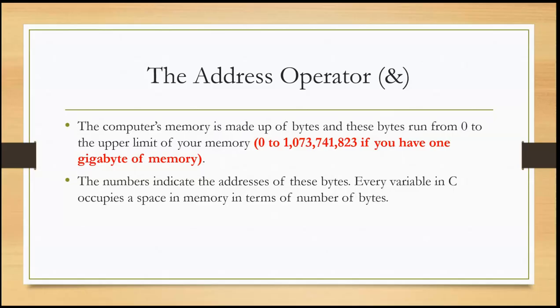The computer's memory is made up of bytes, and these bytes run from 0 to the upper limit of your memory. If you have 1 gigabyte of memory, these numbers run from 0 to 1073741823. The numbers indicate the addresses of these bytes. Each variable in C occupies a space in memory, which is defined in terms of the number of bytes that the variable occupies.